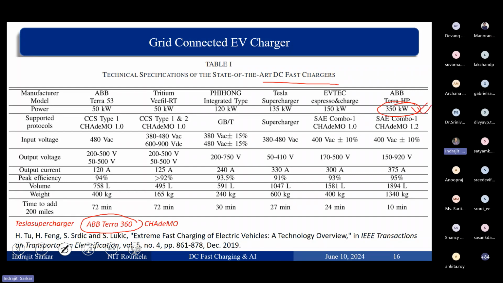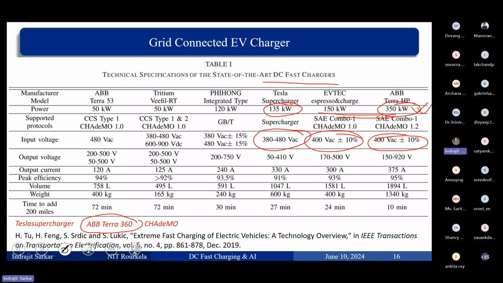This amount of power, see, it is taking from the utility grid, 400 volt AC plus minus 10%. Here the Tesla Supercharger is there. Now it is more than 135 kilowatt, you can see over the internet. And here also it is taking from the conventional utility grid. The charging power level is now touching 500 kilowatt, and the utility grid has to supply. Fine, the utility grid will take care.